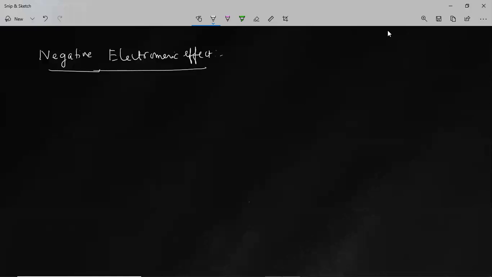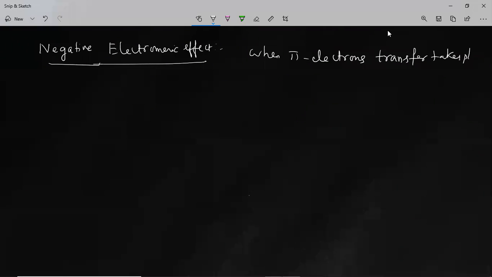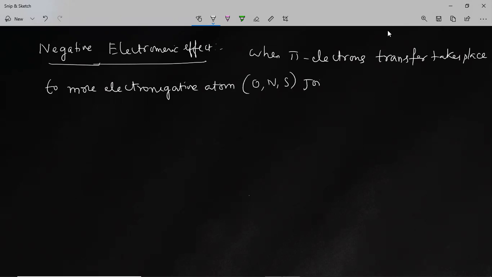Now we will see the negative electromeric effect. The definition is: when pi electrons transfer takes place to a more electronegative atom, more electronegative atoms like oxygen, nitrogen, sulfur, etc., that are joined by multiple bonds.